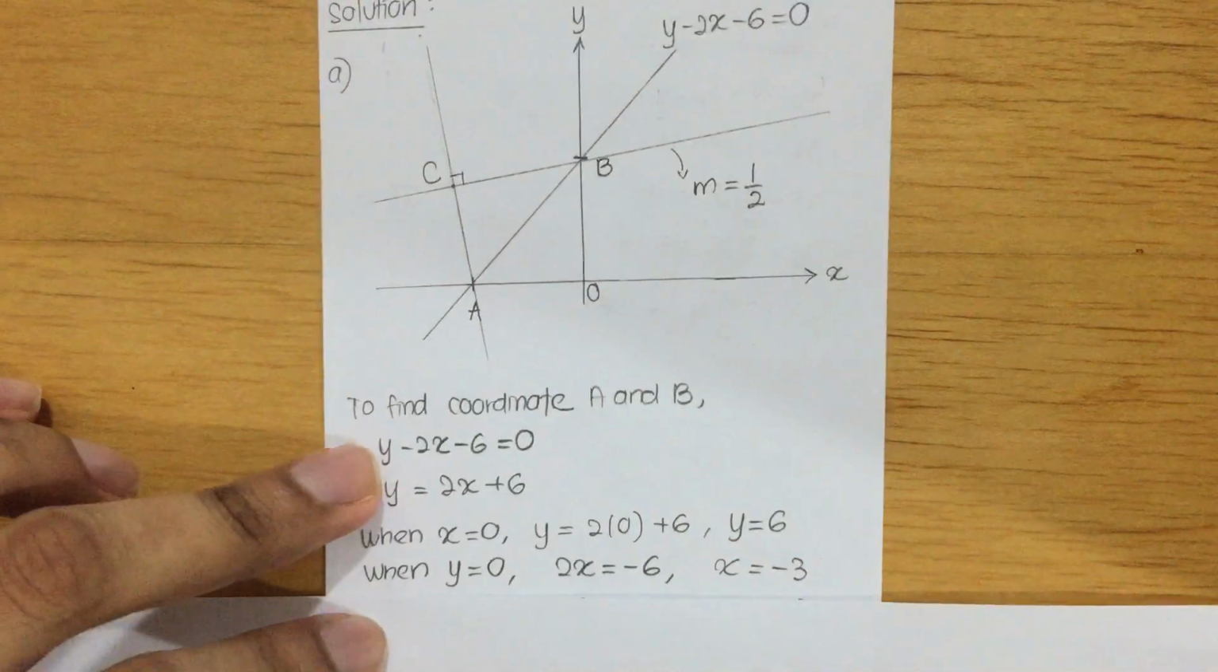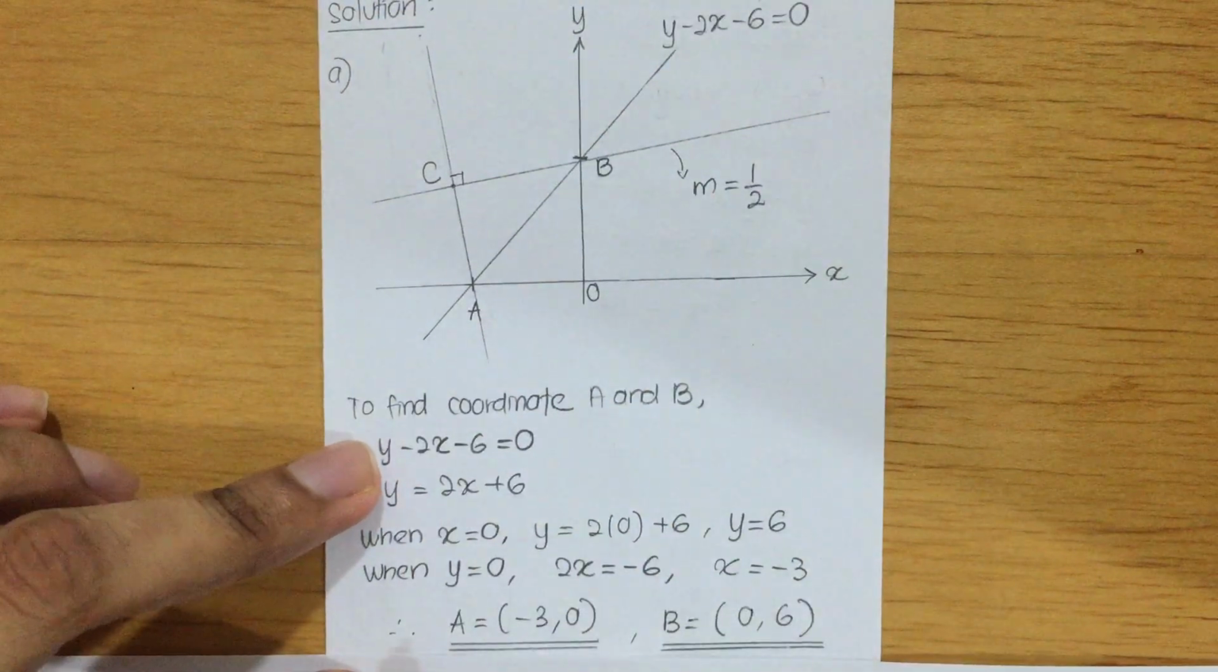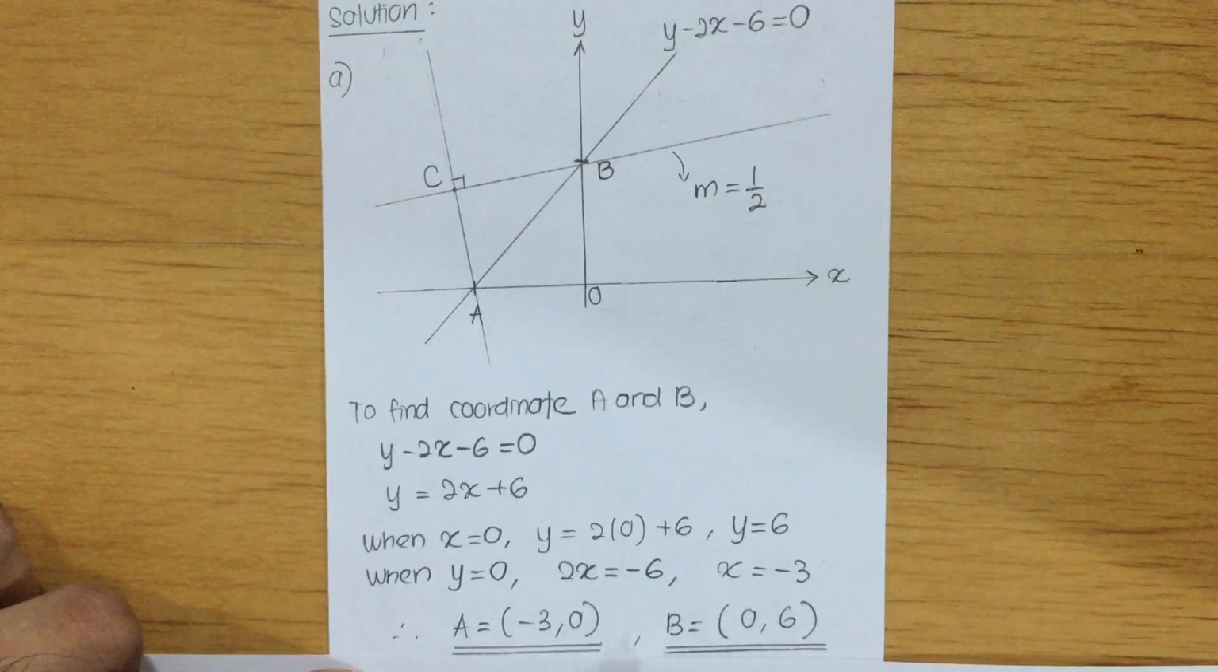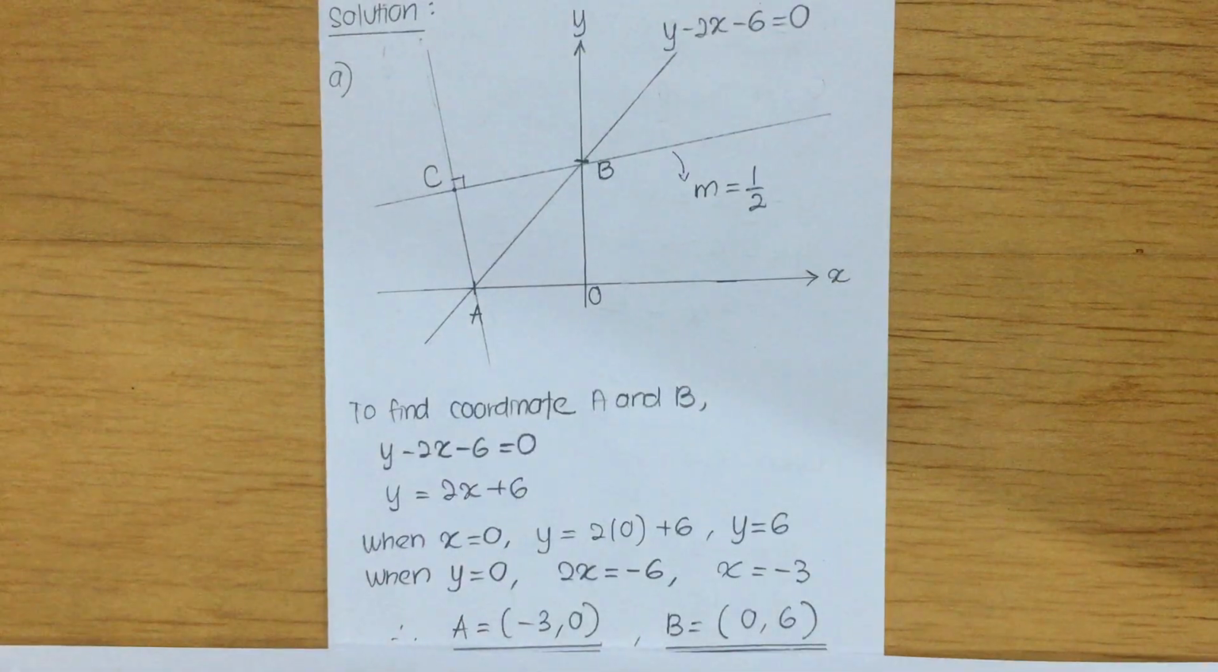Alright guys, from here you get your coordinate A, which is your x-intercept, is negative 3, 0. Coordinate B, which is your y-intercept, is 0, 6. Alright guys, let us proceed to find the equation of the straight line BC.